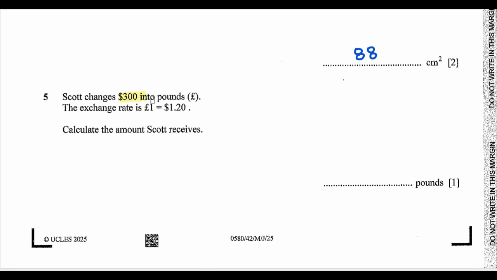Question number 5 says Scott changes $300 into pounds and the exchange rate is this. Calculate the amount that Scott receives. Now we can use the ratio method here. For 1 pound, the rate is $1.20. So if Scott has $300, how many pounds will he receive?